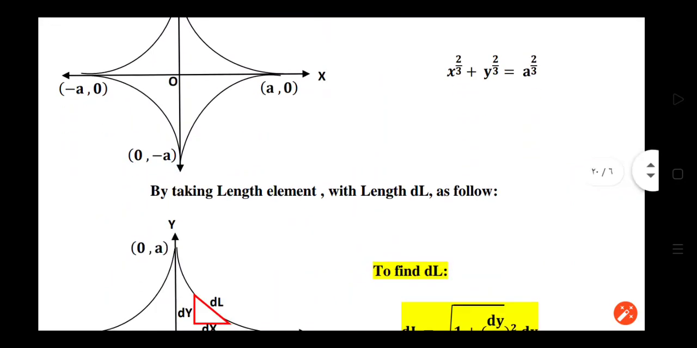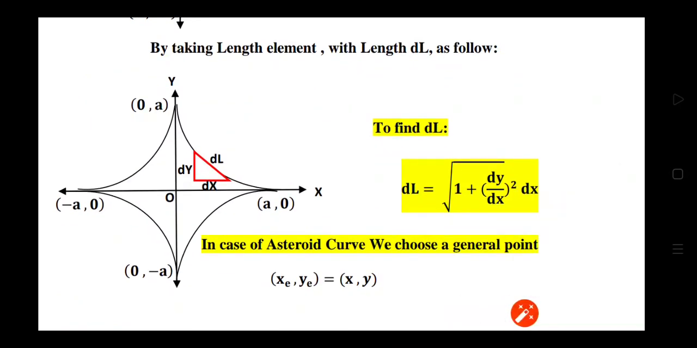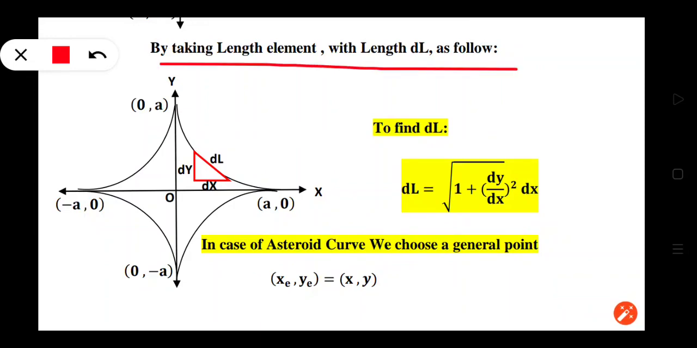Now we will take a length element. As we deal with a curve, we take a length element with length dl, and we want to find dl. dl is a part of the curve. As shown, we can find the relation between dl and dx and dy to find the value of dm, as it equals lambda dl. That's the rule we can use to find dl.